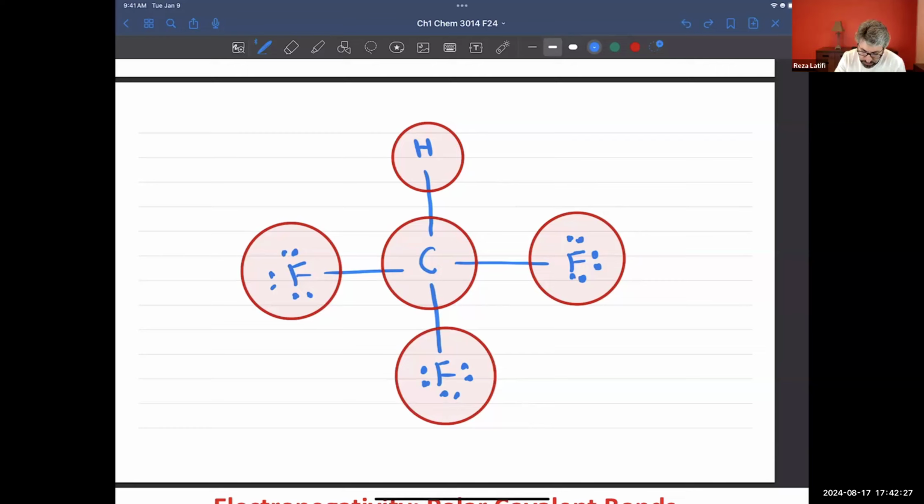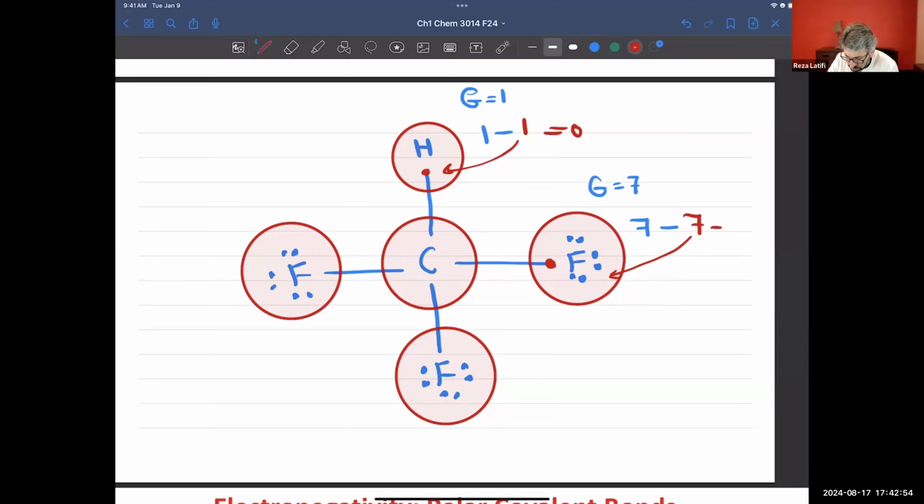Hydrogen is group 1, so say 1 minus. Next, how many electrons inside the circle do I see? I see only 1. So 1 minus 1, that's going to be 0. Next, fluorine is group 7, so you will say 7 minus. How many electrons here do I see? Include this one in your calculation. 6 plus 1, that's going to be 7. So it will be 7 minus 7, 0. And you repeat this for the rest of the fluorines.